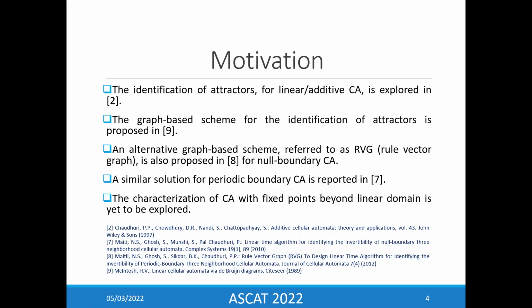And a similar kind of work was proposed for the periodic boundary CA by Maiti et al. But what we identify is that the characterization of CA for fixed points is not well explored. That means there is no algorithm that can identify the characterization of CA with fixed points in linear time. So we have worked on this.